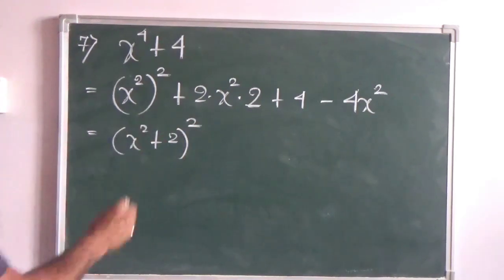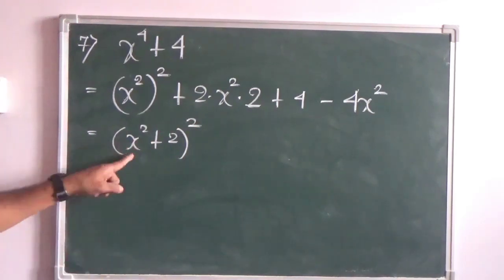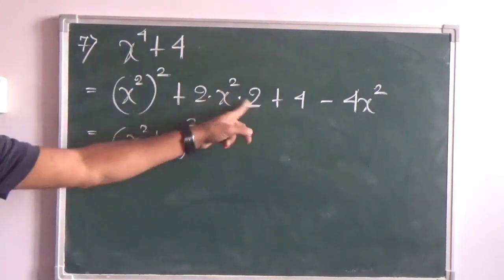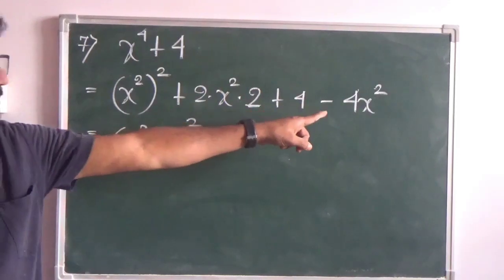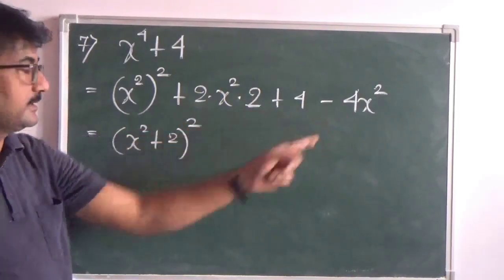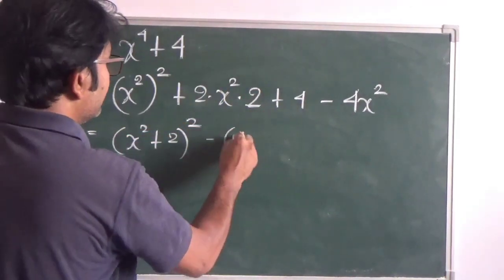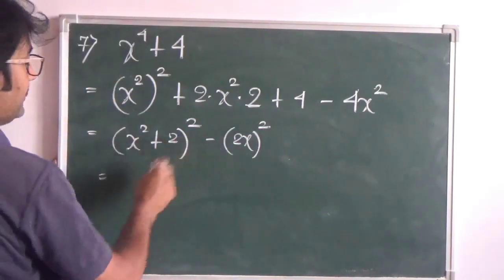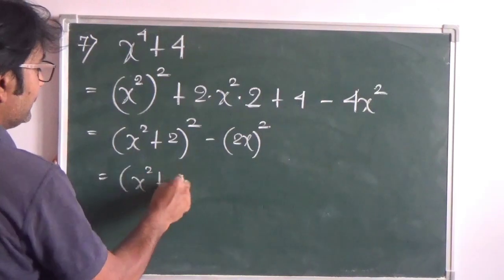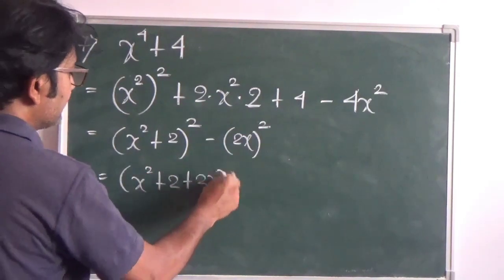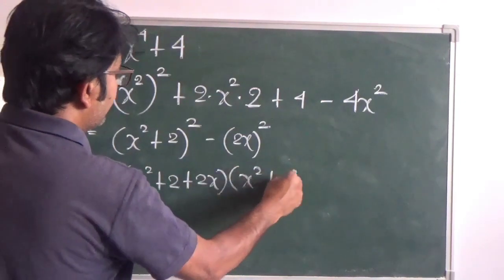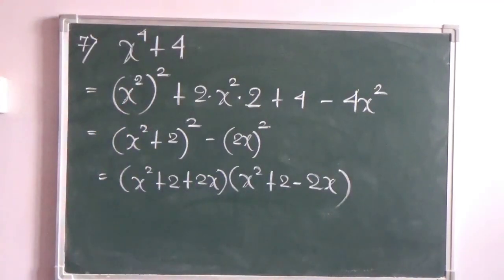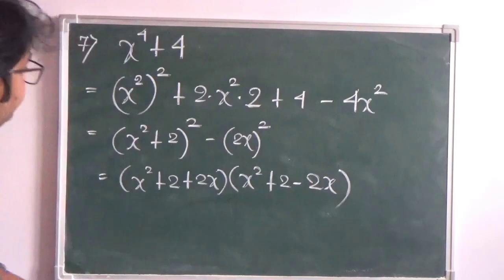What is this? x power 4 plus 4 and plus it is 4x square. So we have subtracted minus 4x square. So it is minus 2x square. So it is a square minus b square. It is x square plus 2 plus 2x, x square plus 2 minus 2x. Okay. So now next one.